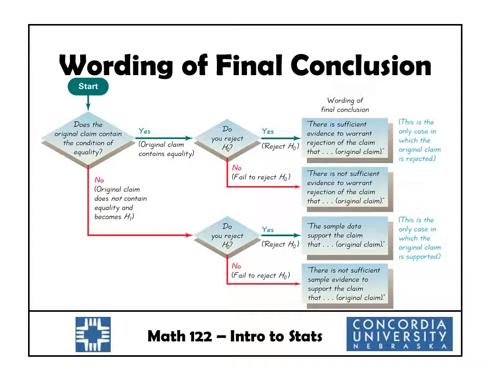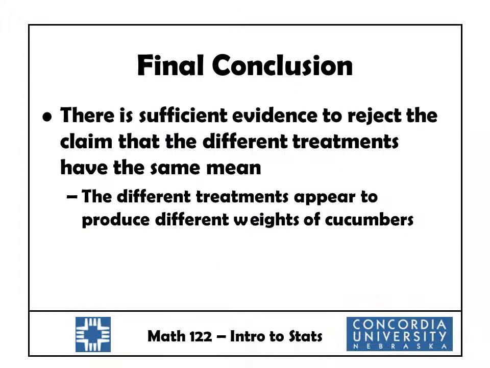The original claim did contain equality because it's the claim that all of those population means are equal. So we're to the right. Do you reject it? Yes, we do. So there is sufficient evidence to warrant rejection of the claim that the different treatments have the same mean. So those 4 different populations do not all have the same mean. Stated another way, the different treatments appear to produce different weights of cucumbers.